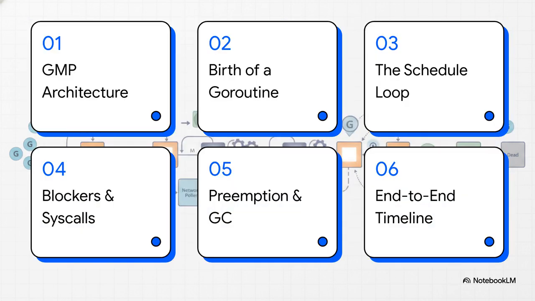Here is our roadmap for today. 1. The GMP architecture blueprint. 2. Birth of a Go routine. 3. The infinite schedule loop. 4. Handling blockers and syscalls. 5. Preemption and garbage collection. And finally 6. The end-to-end timeline.